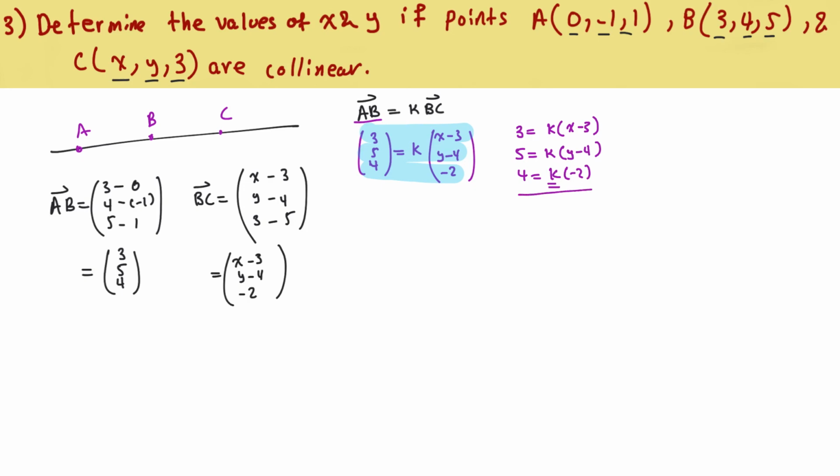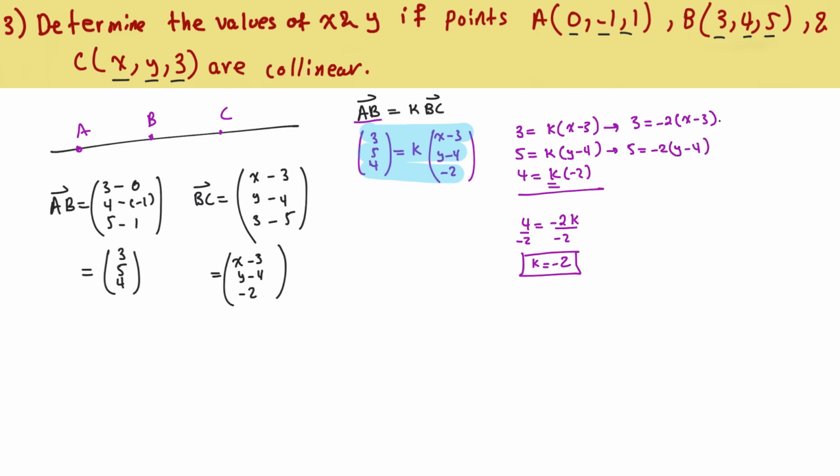So I'm going to take this last case over here. 4 is equal to negative 2k. Divide both sides by negative 2 to get k equal to 4 divided by negative 2, which is just negative 2. Once I have this, I can plug it back into these two equations. So I will have 3 equals negative 2 times x minus 3. And for the next one, I will have 5 equals negative 2 times y minus 4.